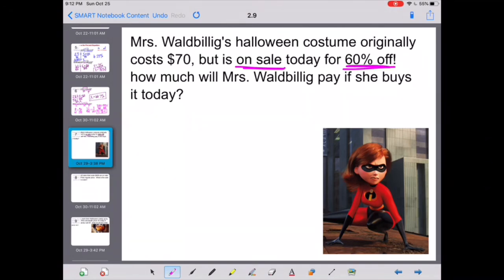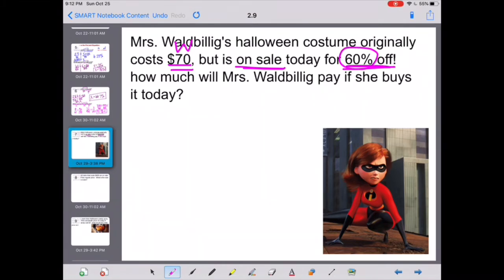Okay, Mrs. Waldbillig's Halloween costume originally cost $70, but is on sale today for 60% off. How much will Mrs. Waldbillig pay if she buys it today? Alright, so the first thing that we need to do, this is actually a multi-step percent problem. The first thing I need to do is figure out what is 60% of 70.